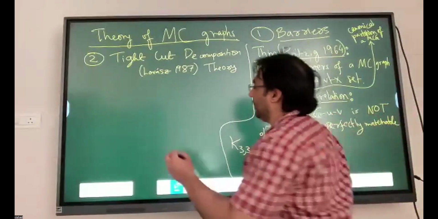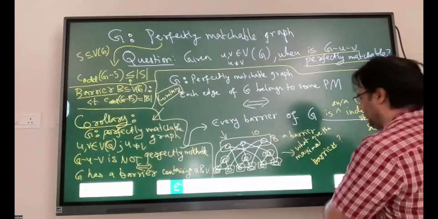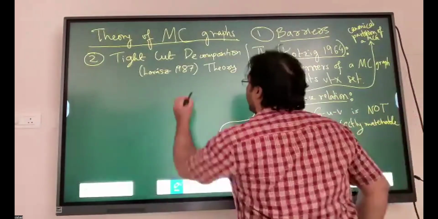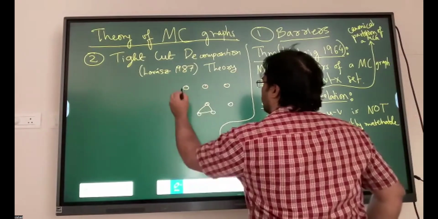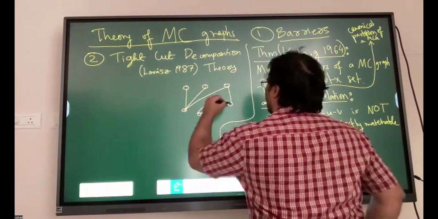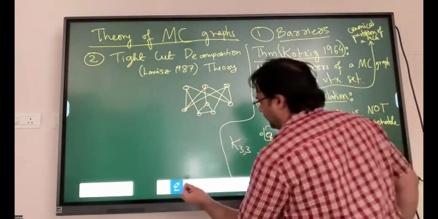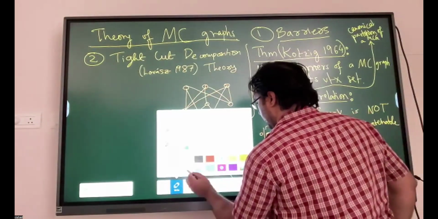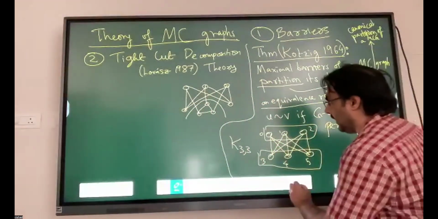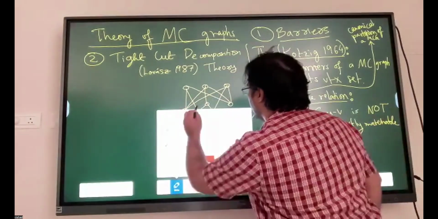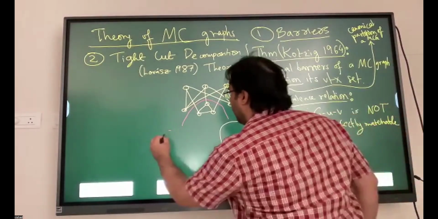So let me tell you what a tight cut is. Maybe I'll give you an example first. Let's go back to our previous page. Maybe I'll just draw it again. I'll draw a simpler example. So here is... I want you to look at this cut. Take a look at this cut. Maybe I'll use another color for some contrast. Okay, this is a cut.